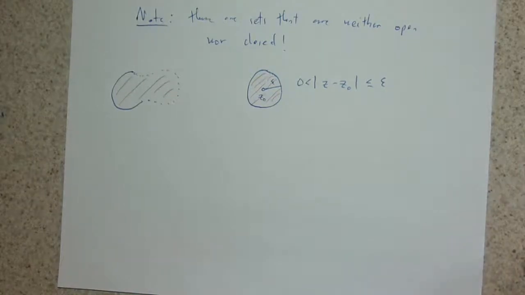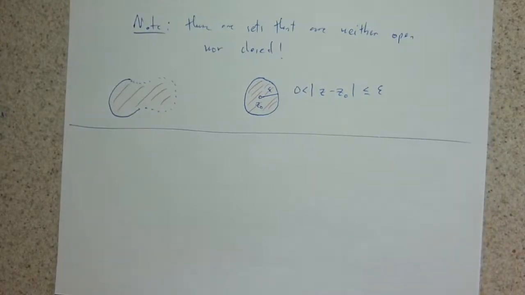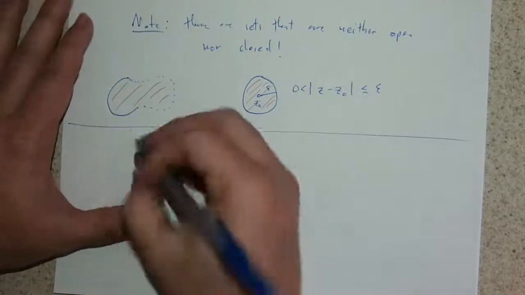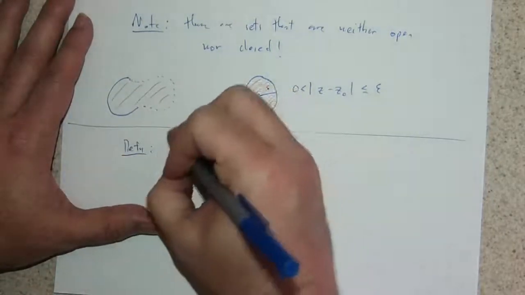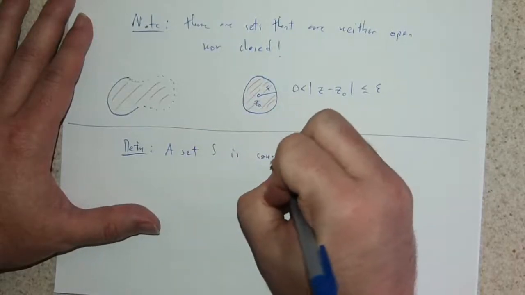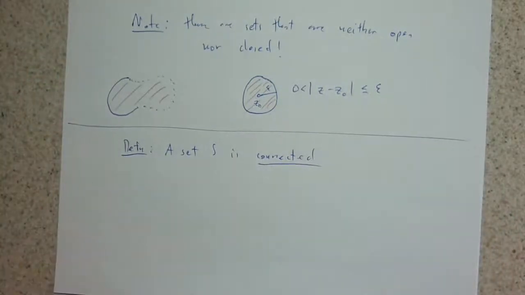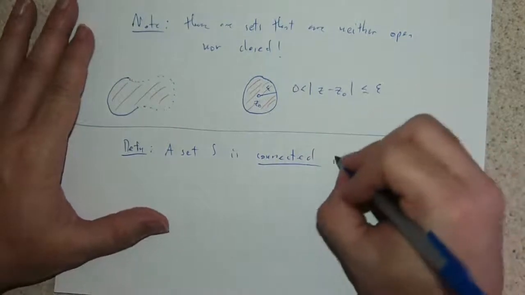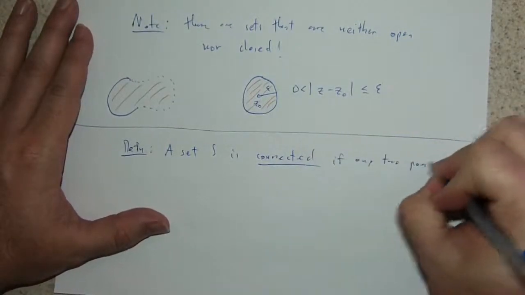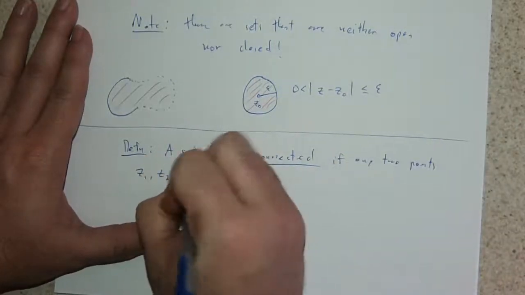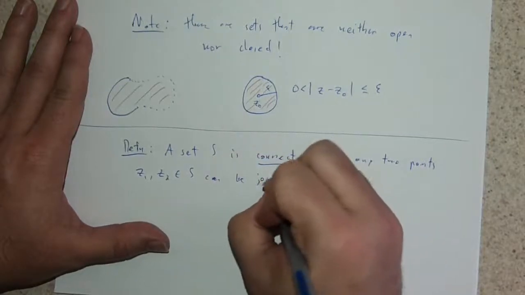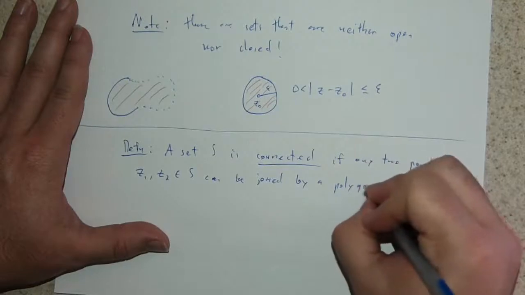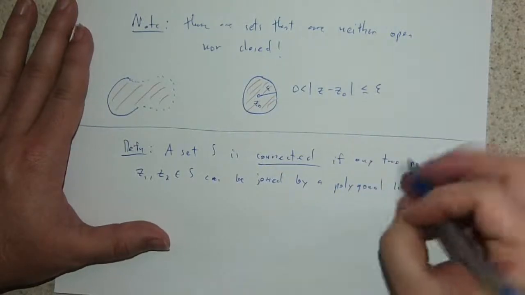A couple more topological properties and then we'll be done. The notion of connectedness. There's a lot of subtlety going on under the hood here, and things could get even trickier if we let them, but we're not going to do that. We're going to take the easy way out. So we have a definition of connected: a set S is connected if any two points, z1 and z2 in S, can be joined by a polygonal line consisting of finite segments.